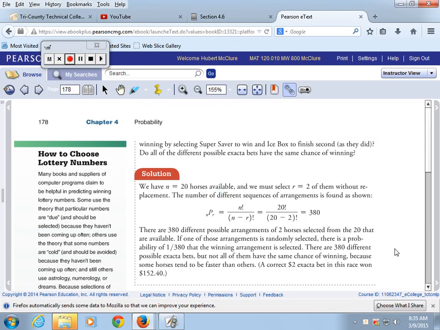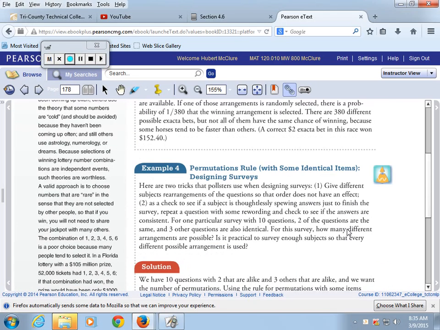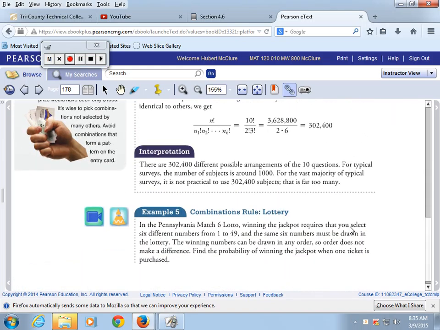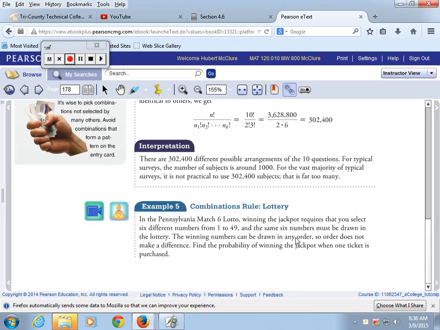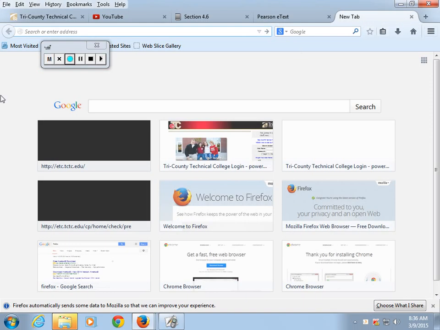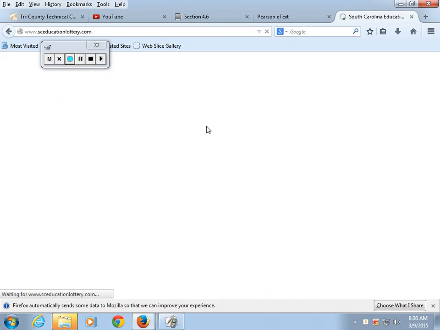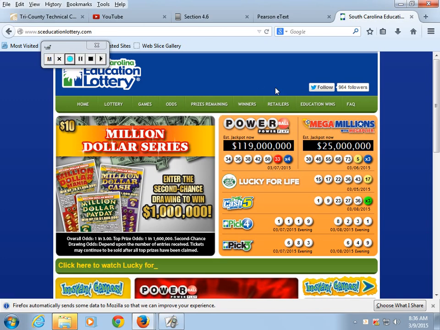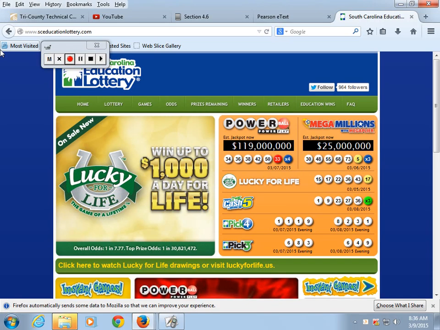So let's talk about the permutation. And I'm going to talk about the lottery. Let's just do this. What's it called? South Carolina Education Lottery. I don't know how old the lottery is, but my opinion, about 10 years ago, or whenever the lottery came, South Carolina raised all kind of sin about having the lottery.